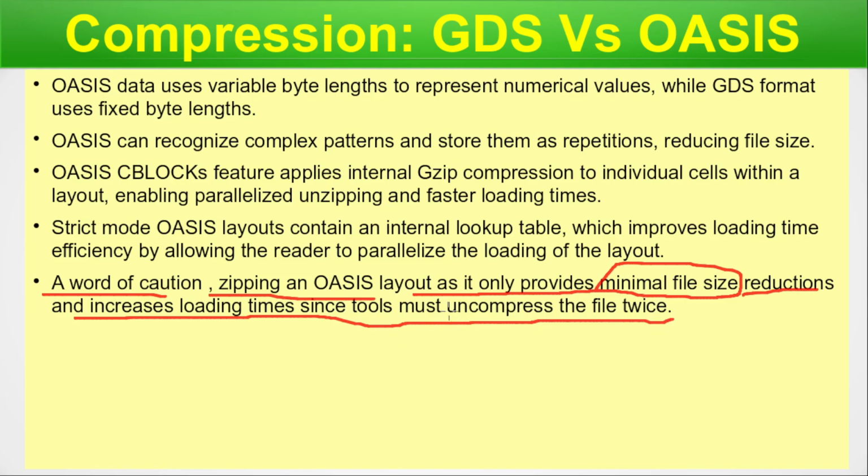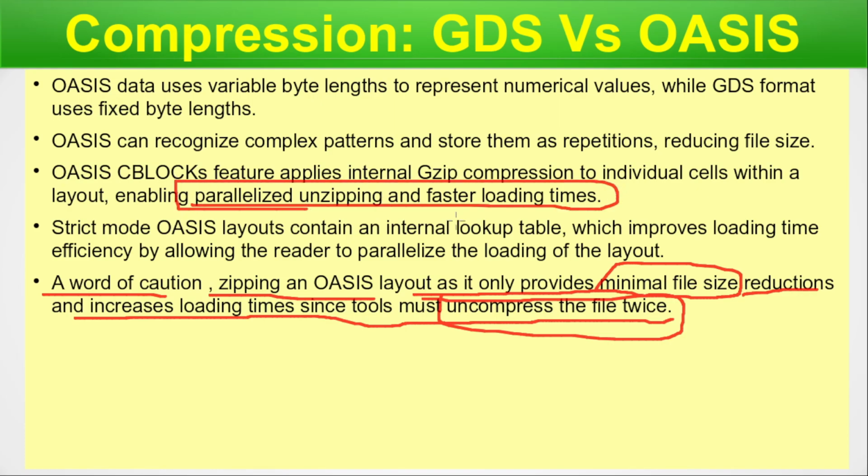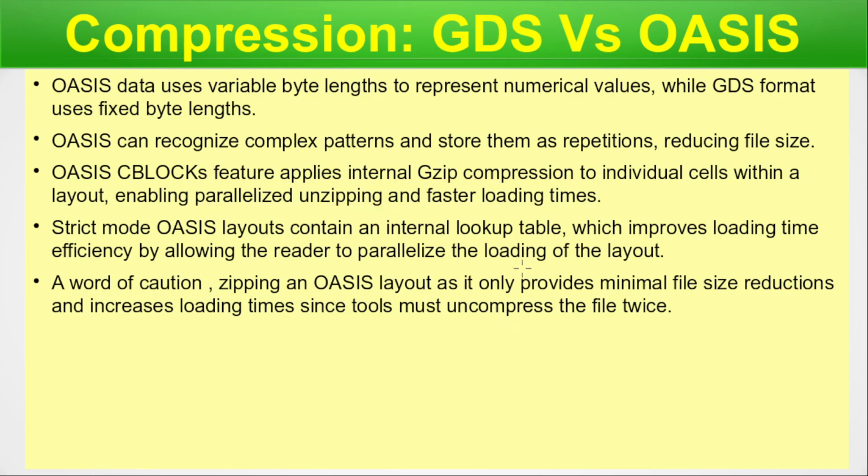That means it becomes a two-step process: it uncompresses the file, and then it has to go through this internal process where the internal CBLOCKs are unzipped and loaded. So it can cause much more loading time than a regular OASIS. This is a word of caution when you are using OASIS.